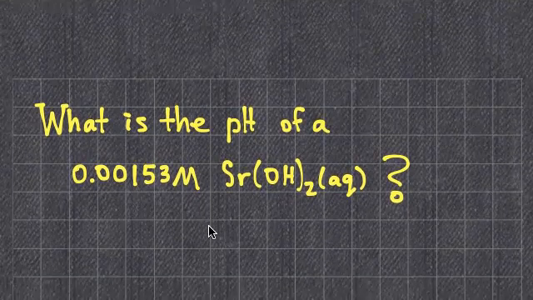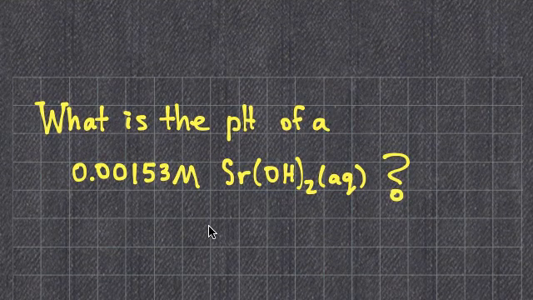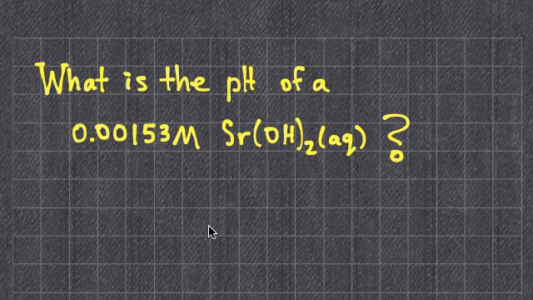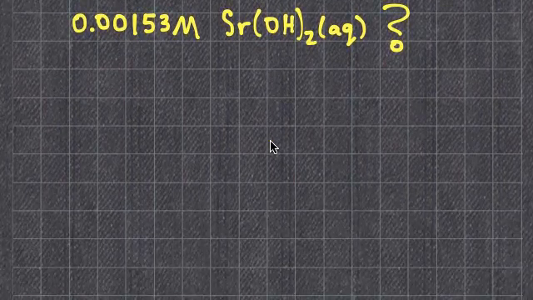What's the pH of a 0.00153 molar strontium hydroxide solution? Well, let's think about that. Strontium hydroxide, that should be pretty simple, but look at this. There are 2 OHs for every unit of strontium hydroxide.